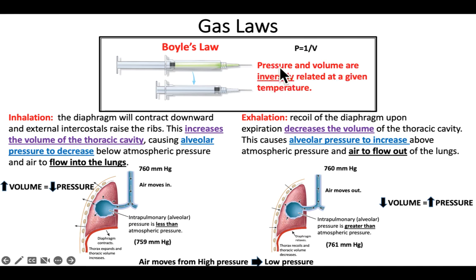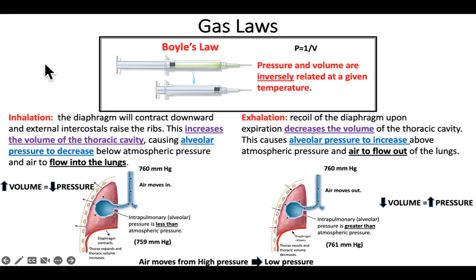Okay, so what that means is if you were to make a container smaller, the pressure will go up. If you make that container larger, the pressure goes down. Okay, so that's an inverse relationship. Now, this is showing a syringe. It's kind of a good example of Boyle's Law.